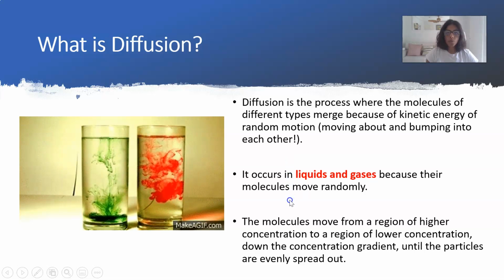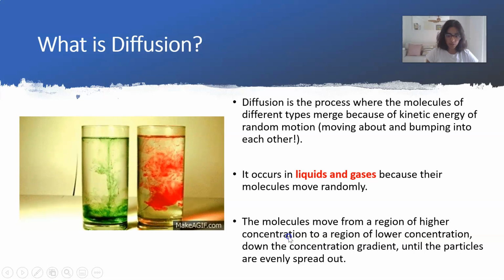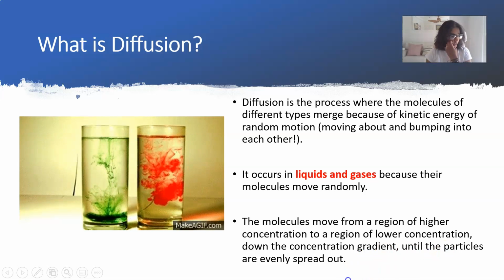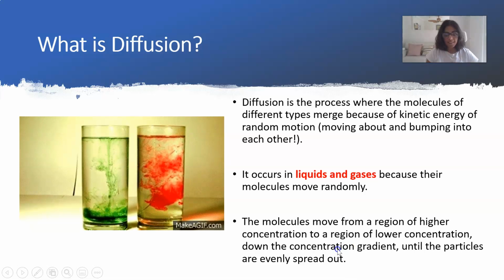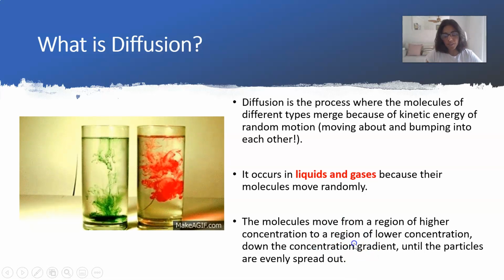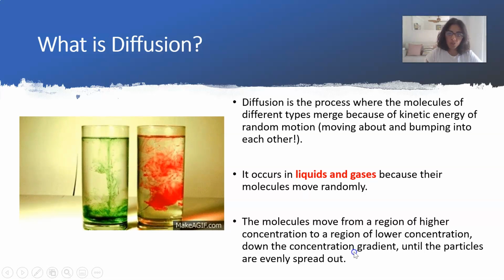So diffusion is the movement of molecules or particles from a region of higher concentration to a region of lower concentration down a concentration gradient until the particles are evenly spread out. So this is an important definition. This is your first learning objective, to describe what diffusion is.